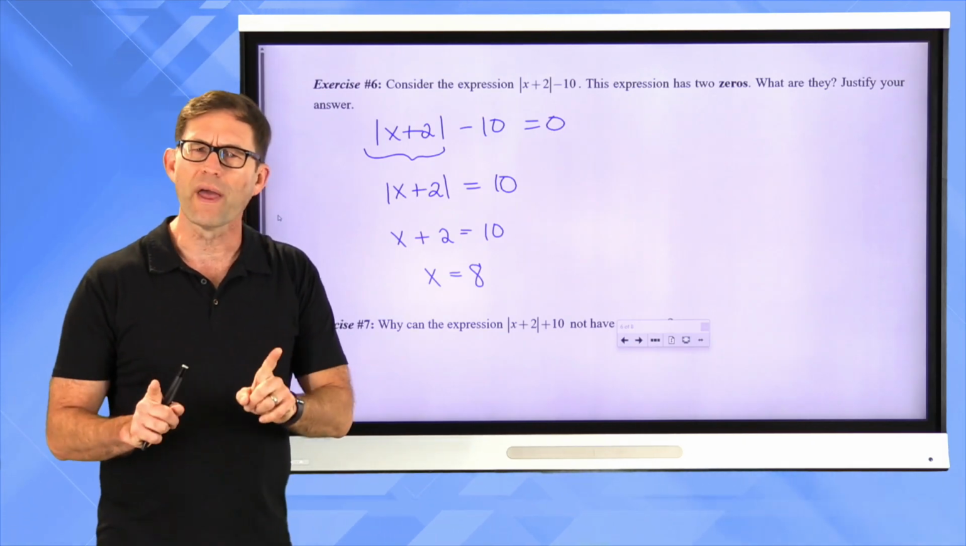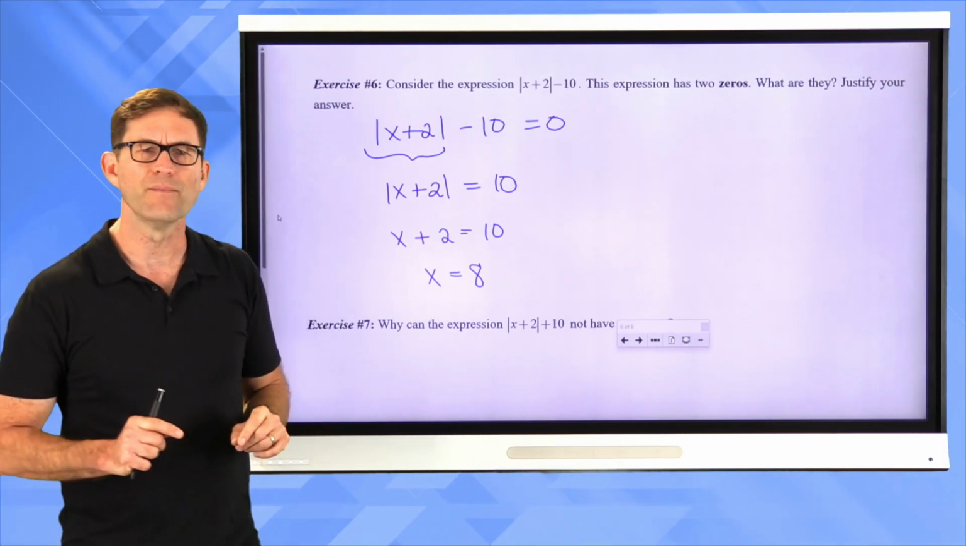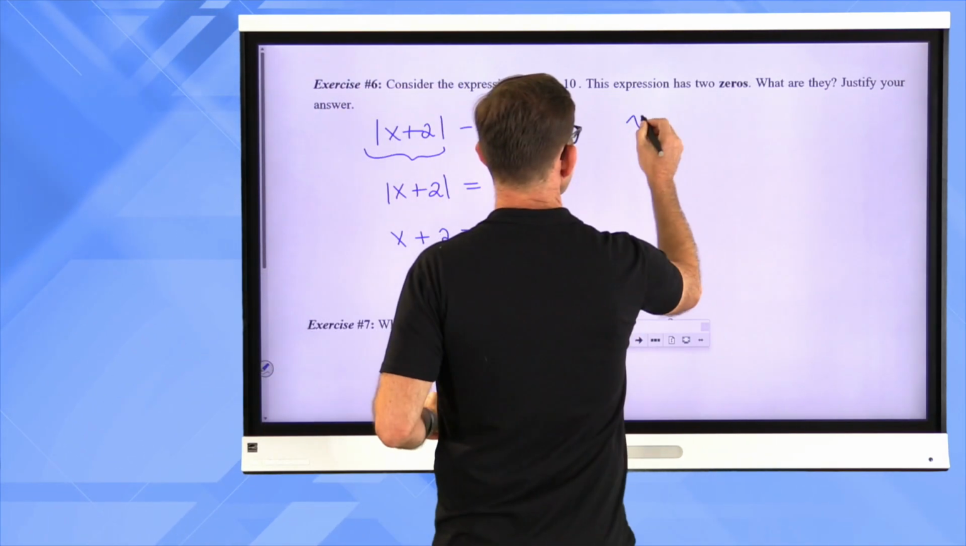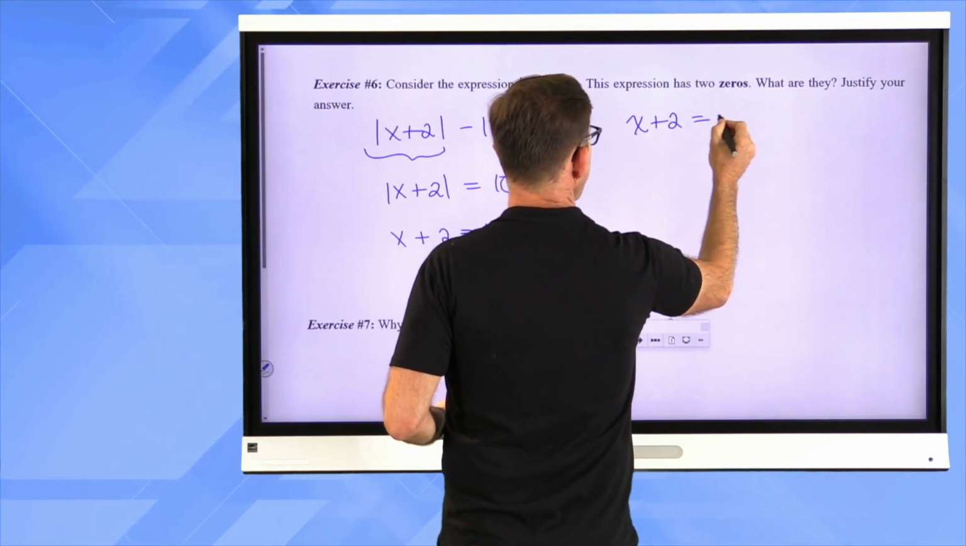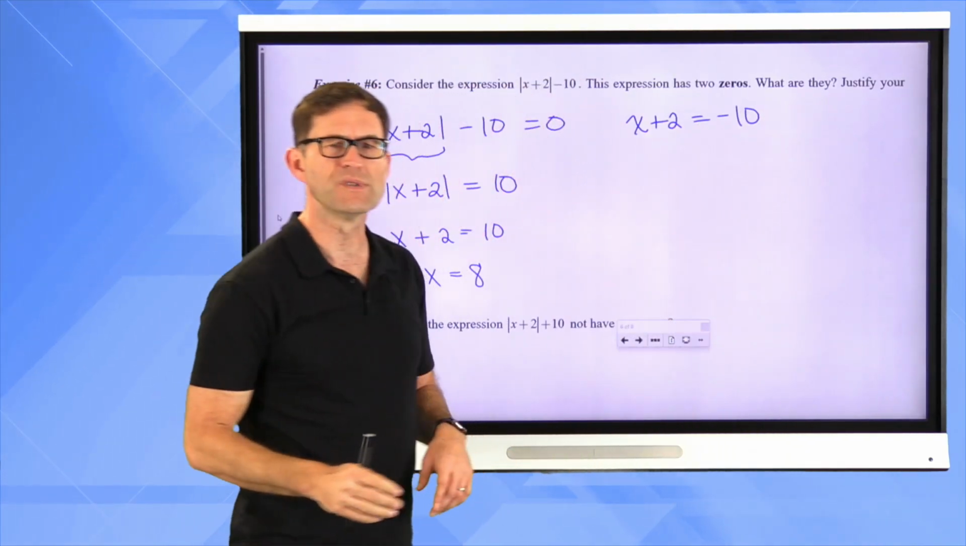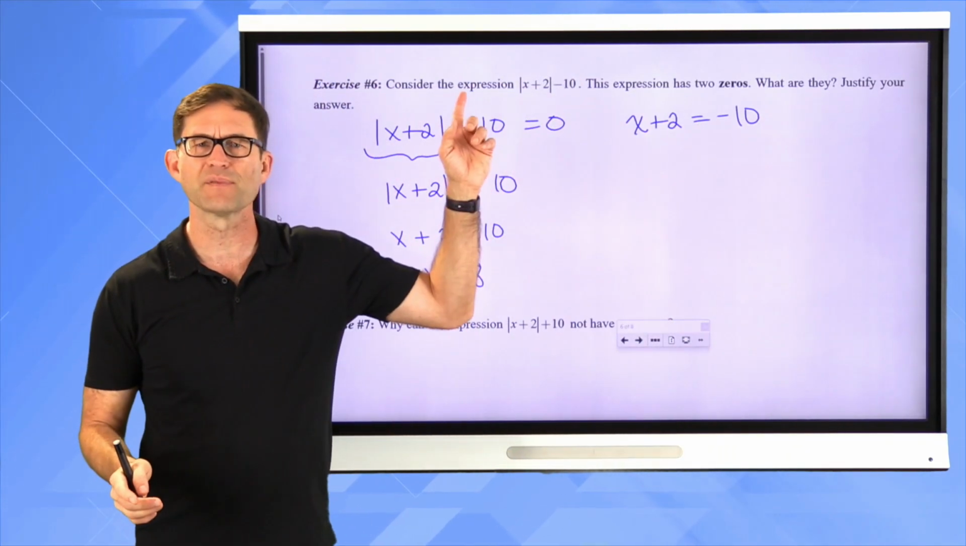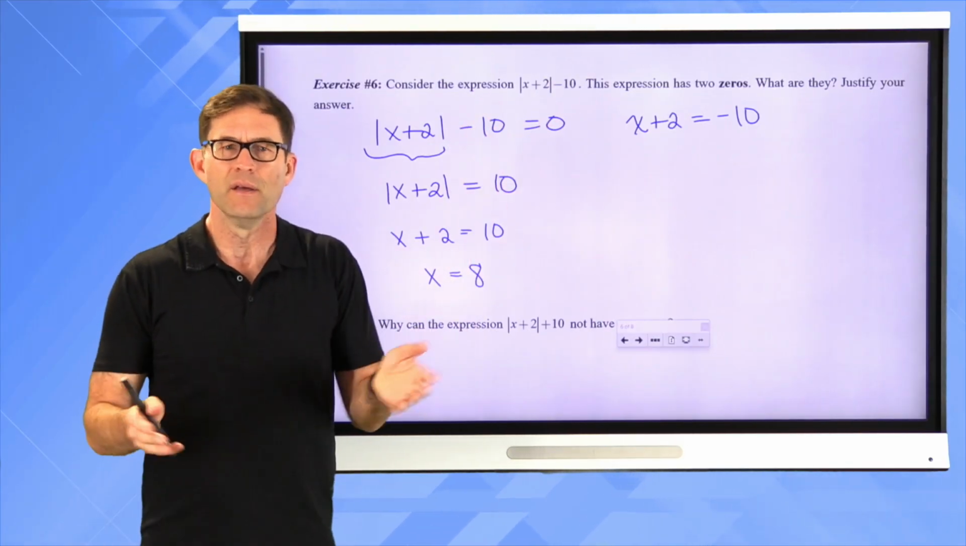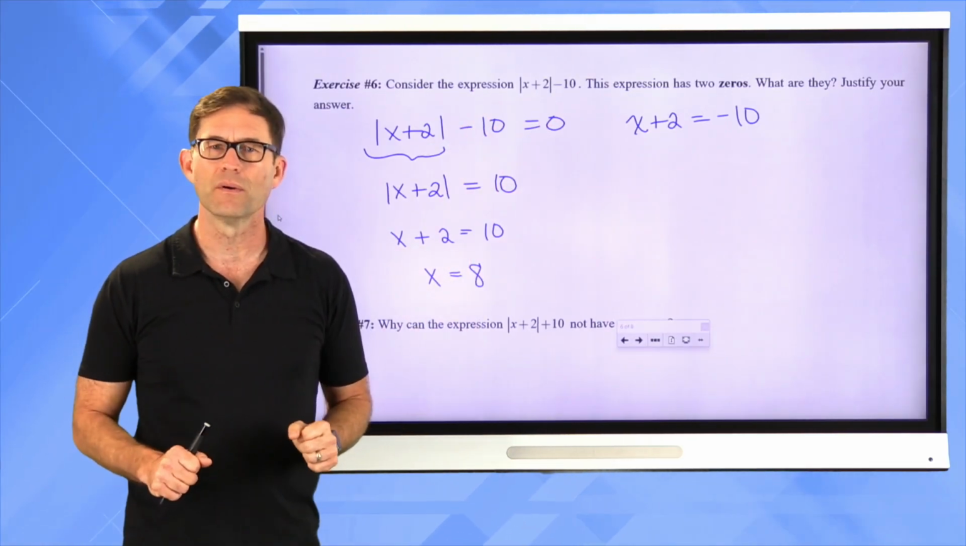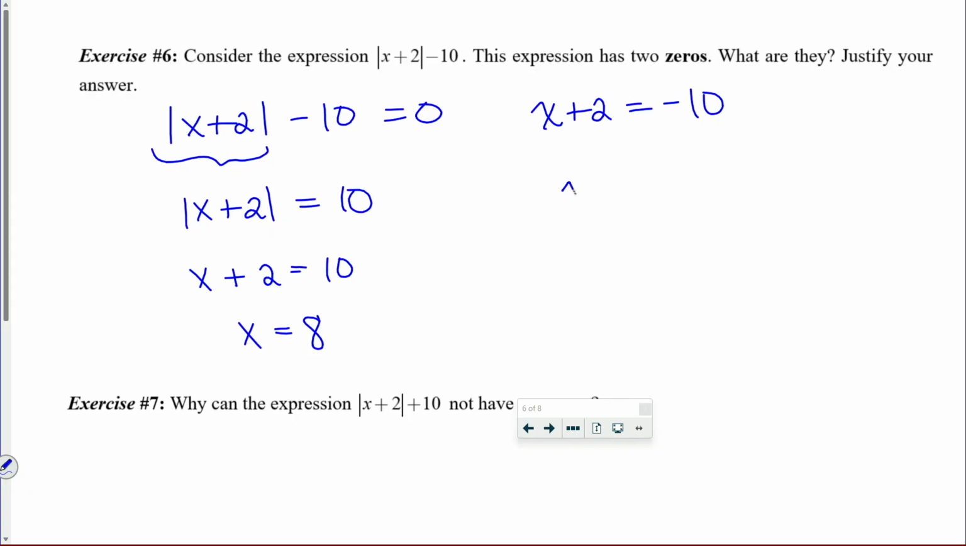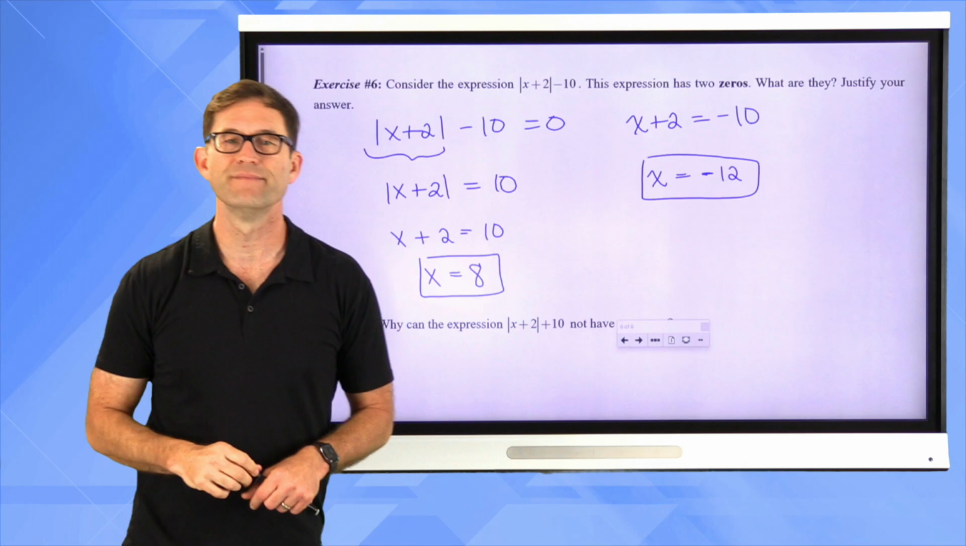So the other way that we could have a 0 is if x plus 2 was equal to negative 10. If x plus 2 was equal to negative 10, then the absolute value would be equal to 10, and 10 minus 10 would be equal to 0. In which case, x would be negative 12. And those would be our two zeros.